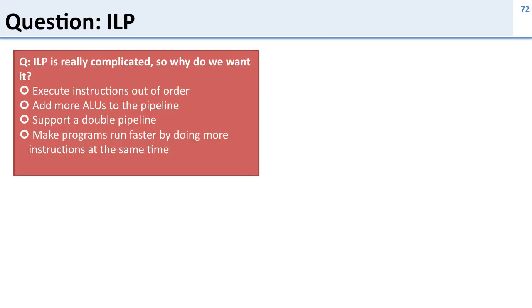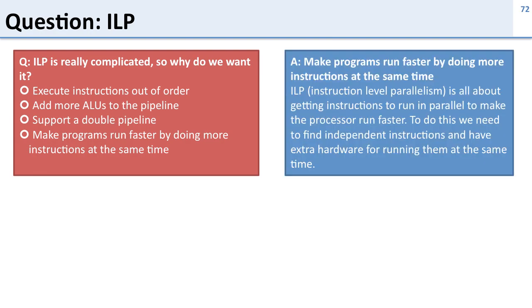So, a question about ILP. ILP is really complicated, so why do we go through all this work to get it? Well, it makes programs run faster by doing more instructions at the same time. If we can run instructions in parallel, we can take less time to process the instructions and the processor runs faster. But to do this, we have to find independent instructions and have extra hardware to run them in parallel.